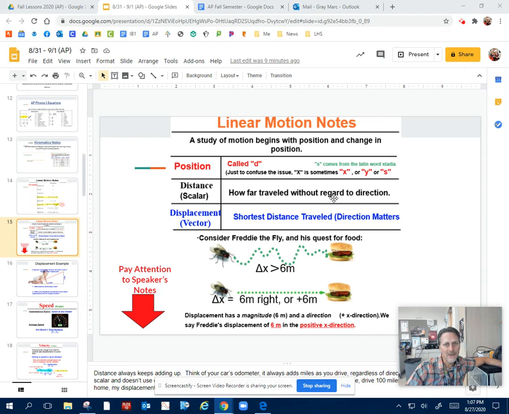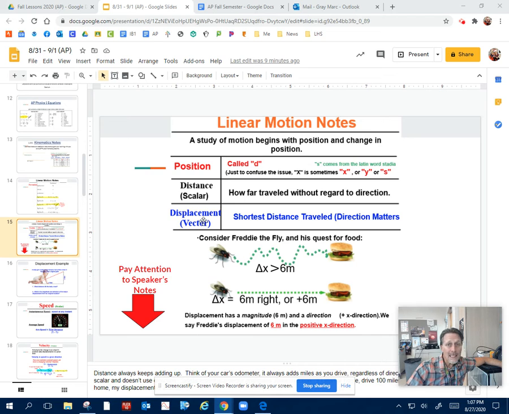When we talk about distance, what we're talking about is a scalar quantity that is just referring to the total amount of distance that you've gone without respect to your direction. And so I have a picture of a fly flying towards this hamburger over here. The distance that the fly would travel as it went through this circuitous path to get to the hamburger would actually be a lot bigger than the displacement of 6 meters, which is the distance from point A to point B. So the fly would actually travel further because of its circuitous route.